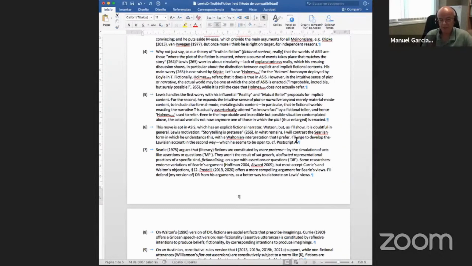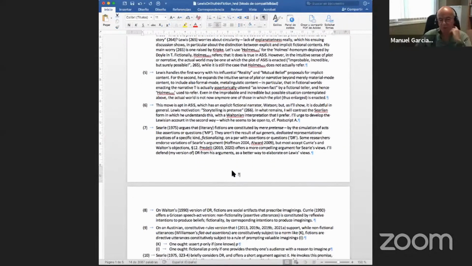metalinguistic aspects, then even in the improbable and incredible but possible situation that Kripke contemplates, the actual world is not anymore one of those in which the plot, thus metalinguistically enlarged, is enacted. And then this proposal would improve on the intuitive one with which we have started in philosophically significant ways. And this is most of what I'm going to discuss in what follows.